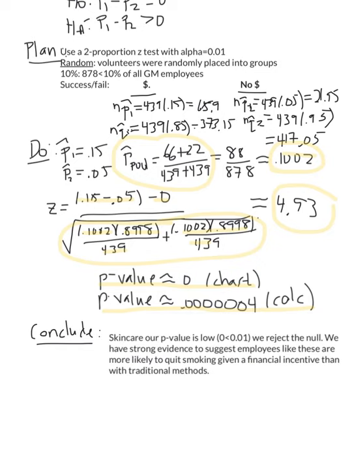So for our conclude, since... Whoopsies. Let me fix that. Since our p-value was low, meaning approximately 0 is less than our alpha 0.01, we reject the null. We have strong evidence to suggest employees like these are more likely to quit smoking, given a financial incentive, than those with traditional methods.